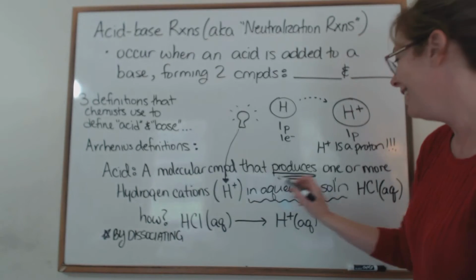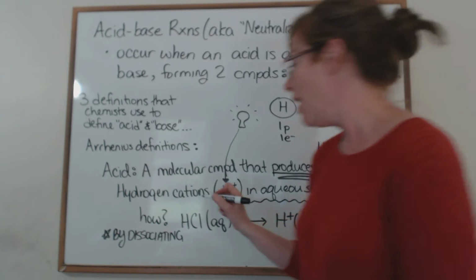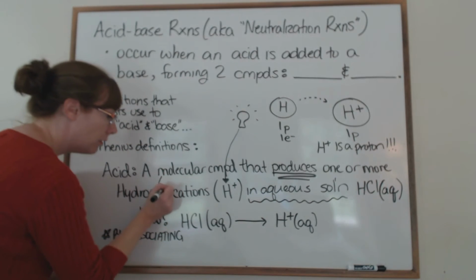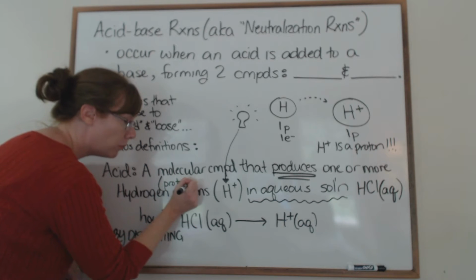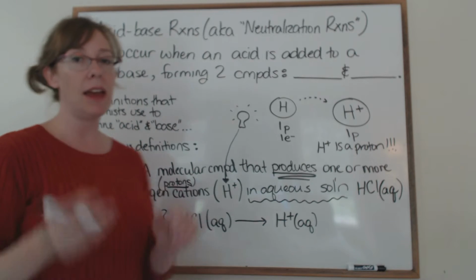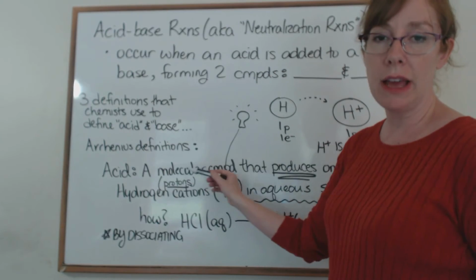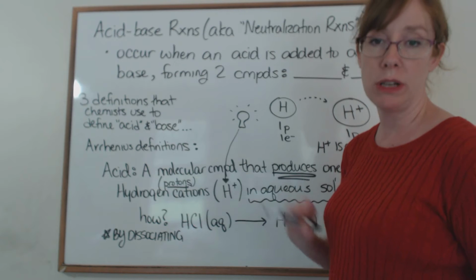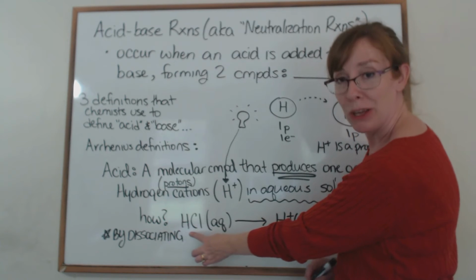So because of that, when we say produces one or more hydrogen cations and we label it H+, you could also call this protons. One or more protons. So exact same thing. An H+ ion is a proton. So I could have said a molecular compound that produces one or more protons in aqueous solution. Anyhow, you have this molecule.